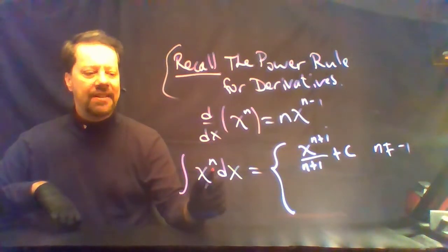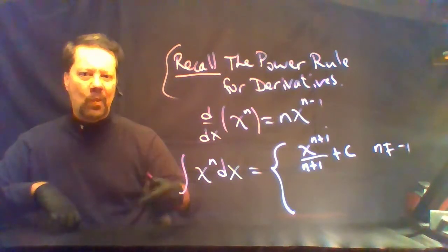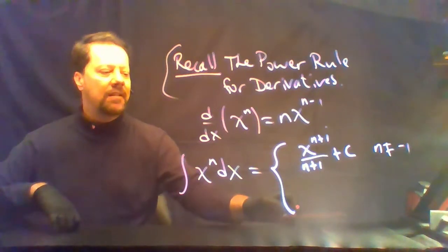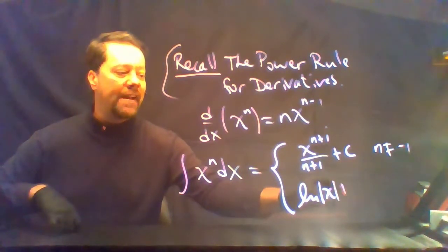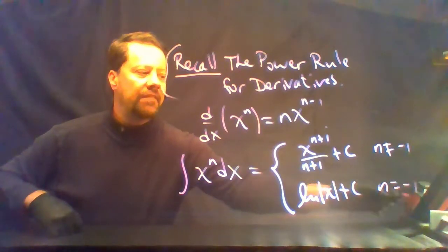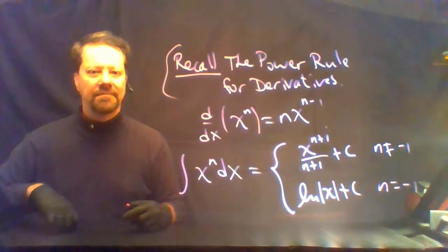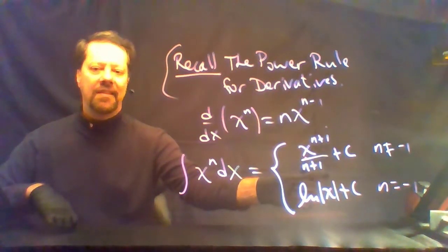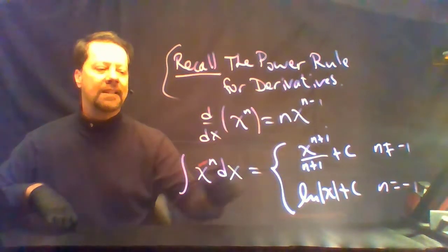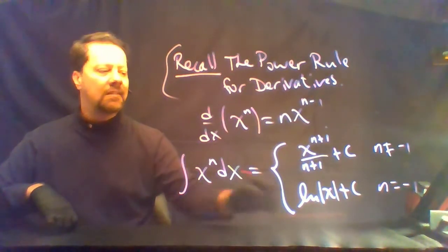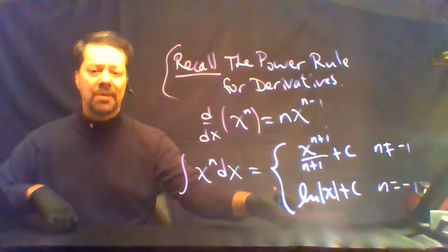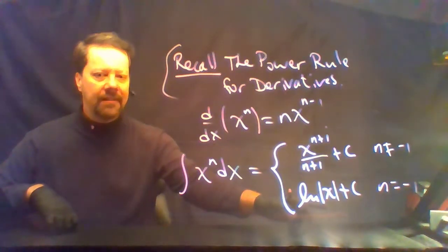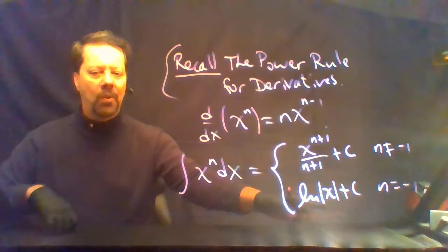If n is -1, x to the -1 is 1 over x. And we know that's the derivative of natural log. And so you'll get the natural log of the absolute value of x plus c if n equals -1. Notice that if we take the derivative here, the n plus 1 comes down and cancels the denominator, and we subtract 1 from the exponent. That leaves us with x to the n. Down here, the derivative of natural log of absolute value of x is 1 over x. Don't forget the absolute values. I'll mark you off 1 point if you do.